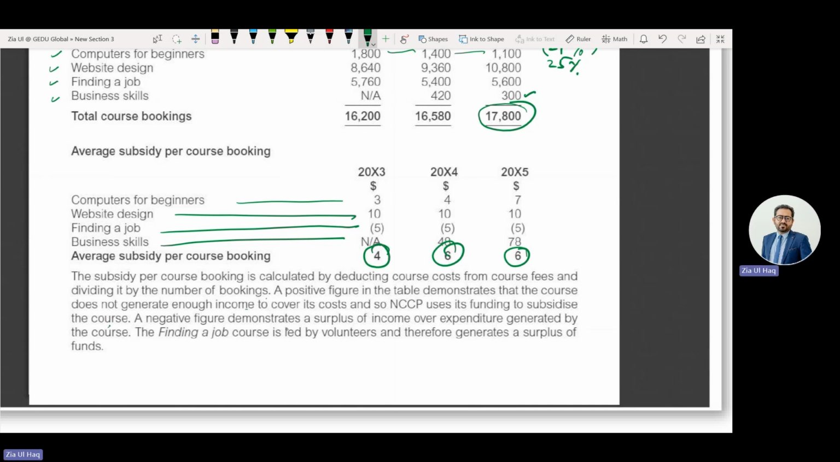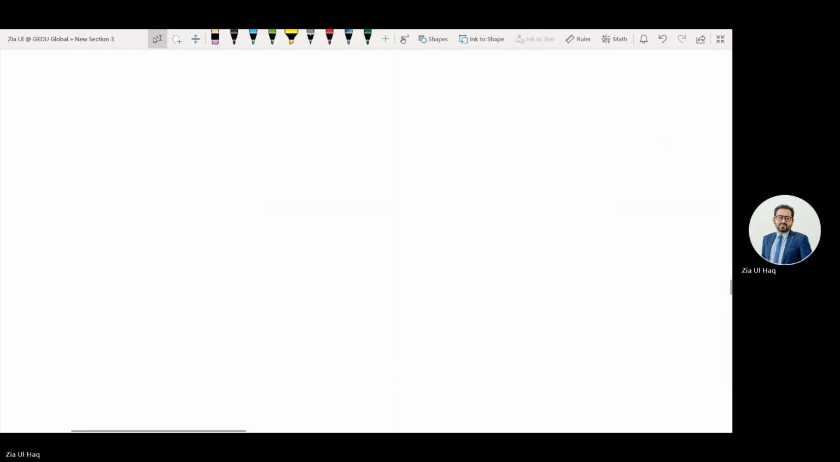The negative figure demonstrates a surplus of income over expenditure generated by the course. The finding a job course is led by volunteers and therefore generates a surplus of funds. That's why its figure is negative.